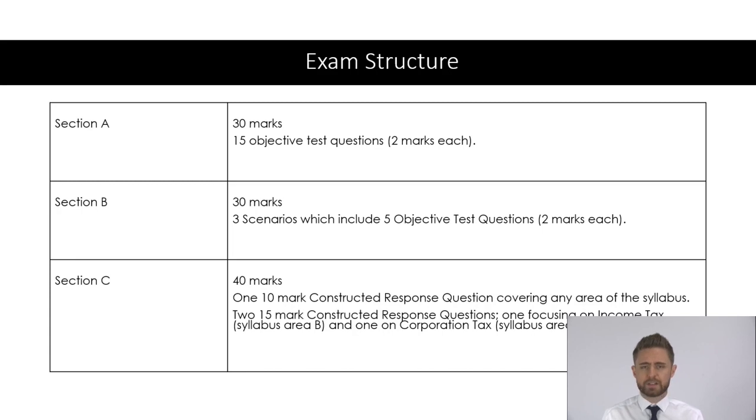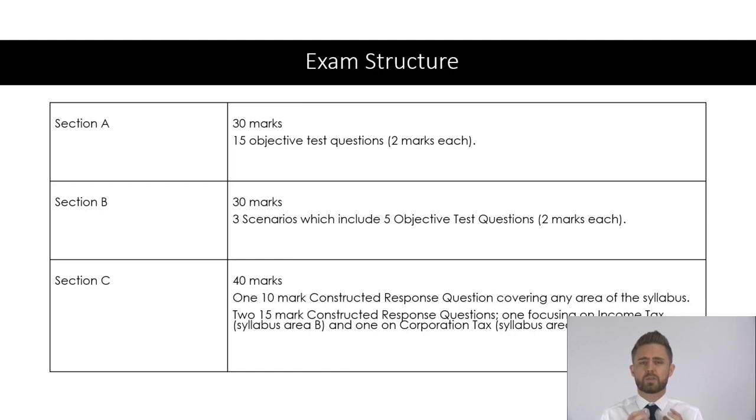Now, what you're going to have here is 1 10-mark constructed response question. This will cover any area of the syllabus, so any topic areas can be tested there. You're going to have 2 15-mark constructed response questions. Now, as you know, one of those 15 markers will be on income tax, the other will be on corporation tax. So you're definitely going to get income tax and corporation tax there as 2 15 markers in section C.